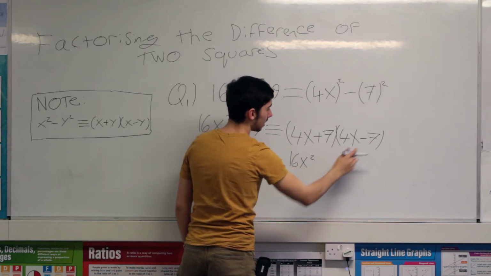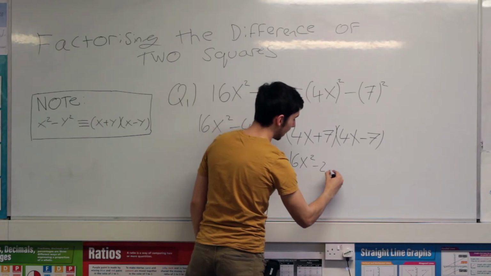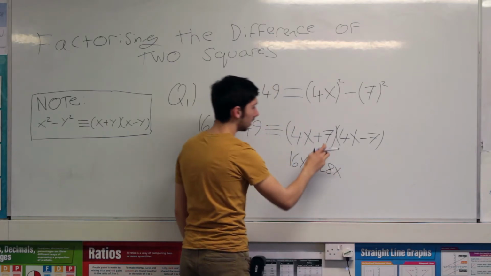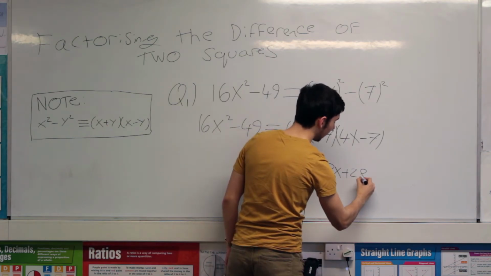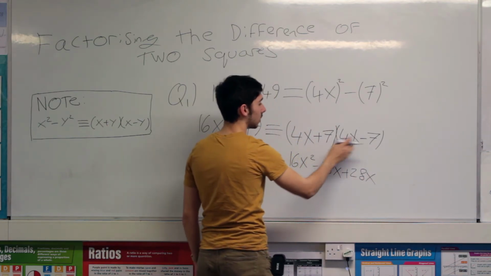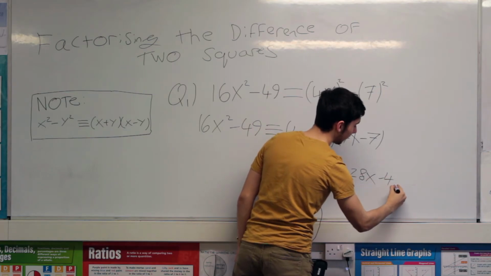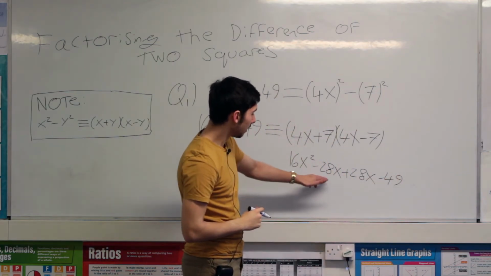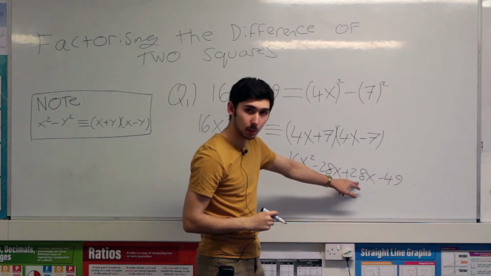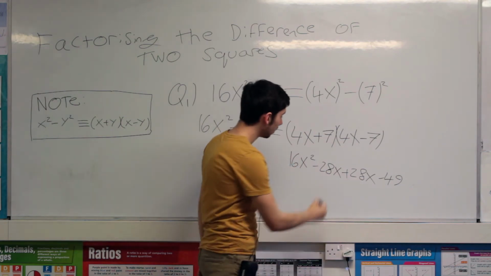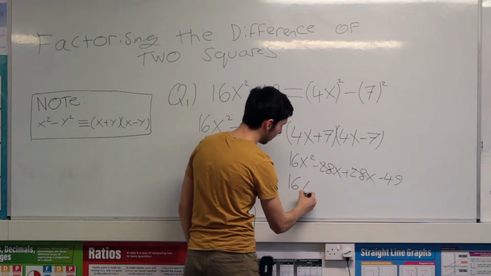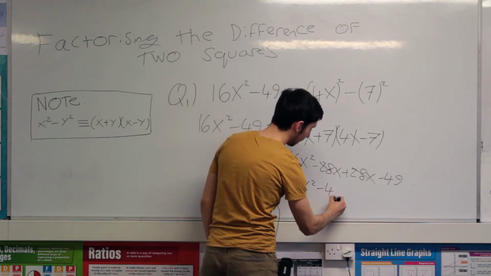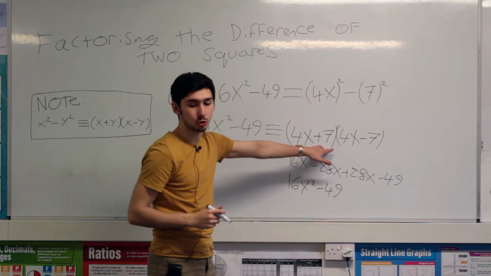Outside, 4x minus 7 is minus 28x. Inside, 7 times 4x is plus 28x. And finally, 7 times minus 7 is minus 49. Hopefully you can see that minus 28x plus 28x is 0. So bang, bang, we get left with 16x squared minus 49. Boom. Okay, so this is true.